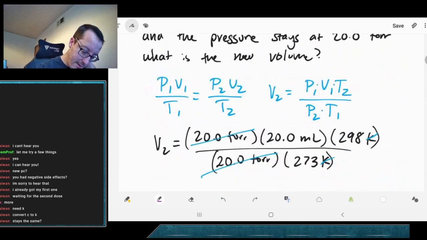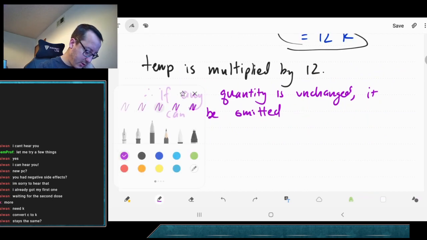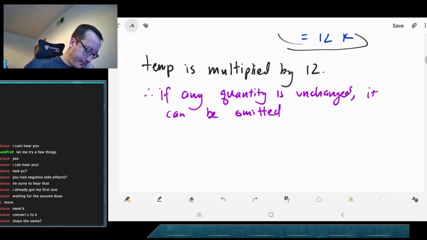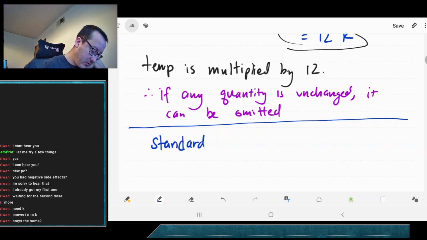Okay? So, that's the end of that section, I suppose. Alright, just so you know, there are things called standard conditions.